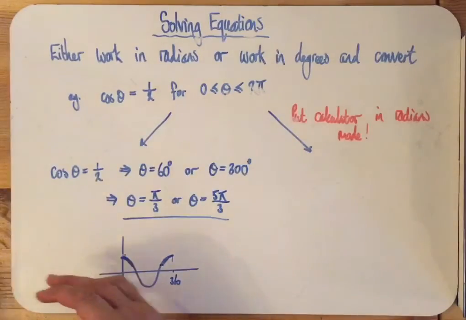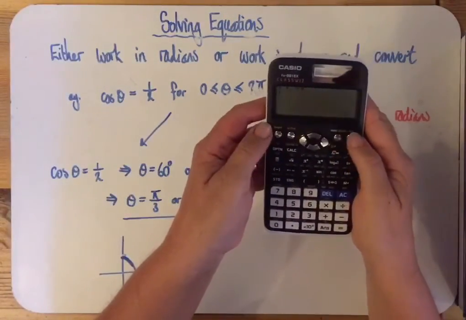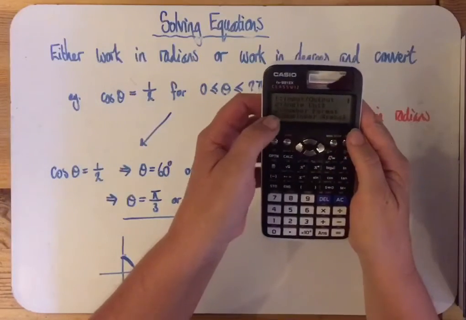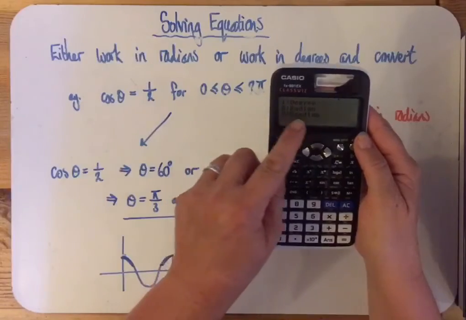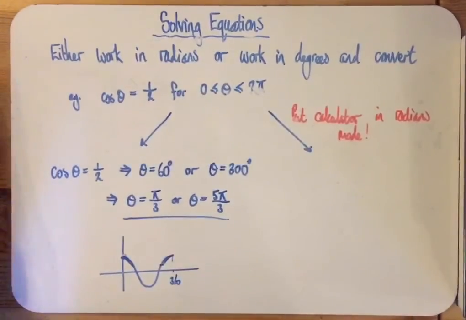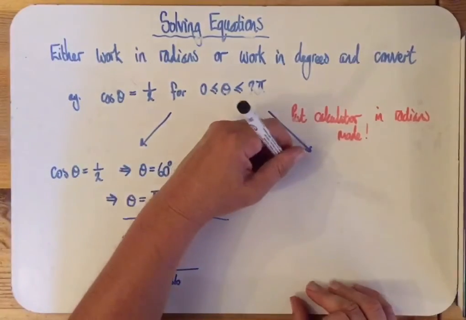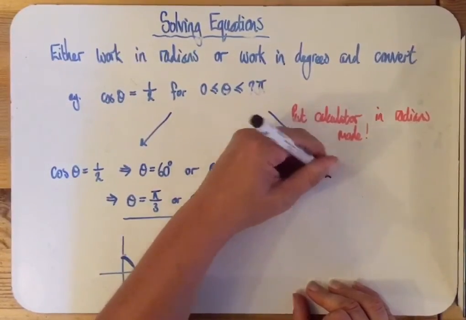And to do that, I think this is how you do it now. I don't know if you can see that, I hope you can. You do shift, menu, angle unit, and then you get degree, radian or gradian. So choose option 2 there. And then you do exactly the same process. So cos theta equals a half.